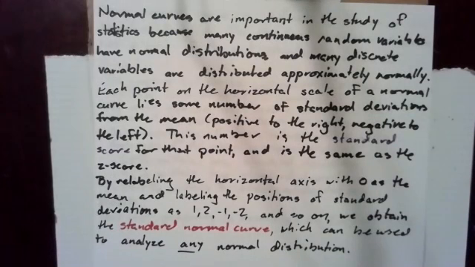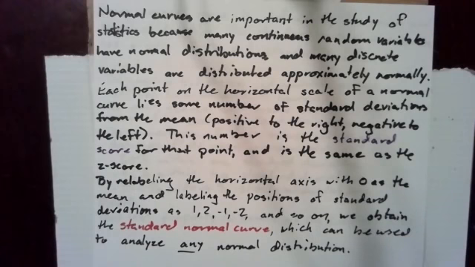Normal curves are important in the study of statistics because many continuous random variables have normal distributions and many discrete variables are distributed approximately normally. Each point on the horizontal scale of a normal curve lies some number of standard deviations from the mean, positive to the right and negative to the left. This number is the standard score for that point and is the same as the z-score.